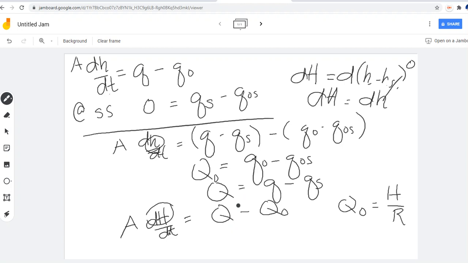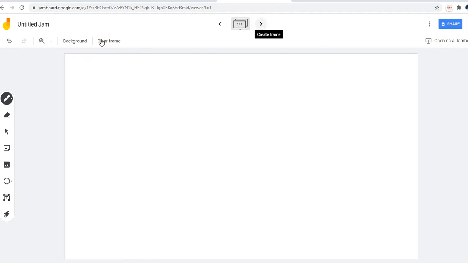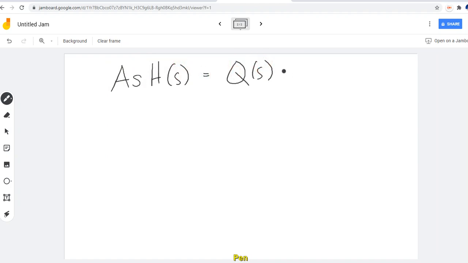Now from here, since our variables are already deviation variables, we are ready to get the Laplace. So if you take the Laplace of this, you will have, for the left side, A S H of S, and the right side you will have Q of S minus Q sub O of S. Okay, they are all functions of S already.